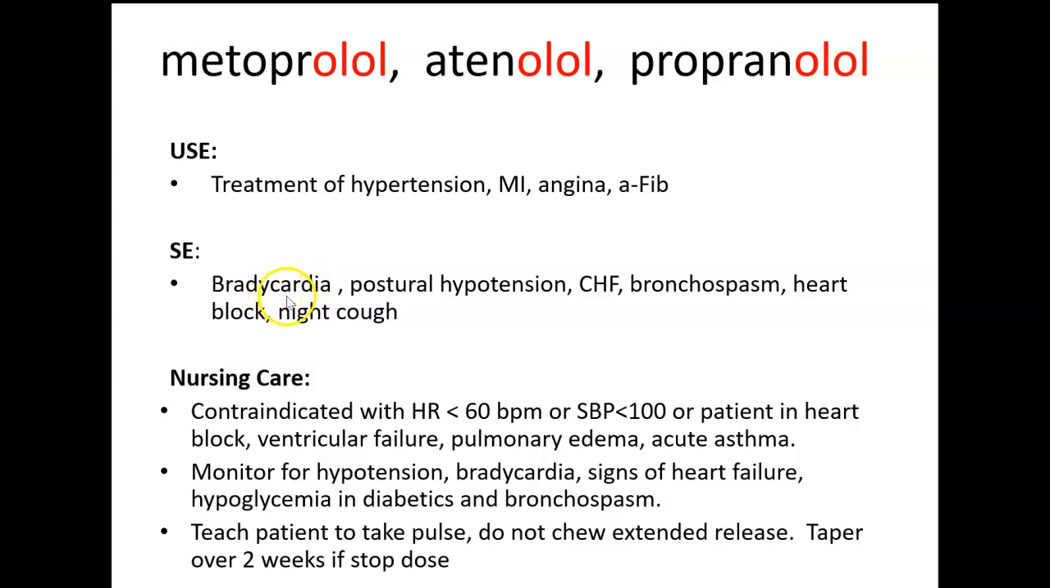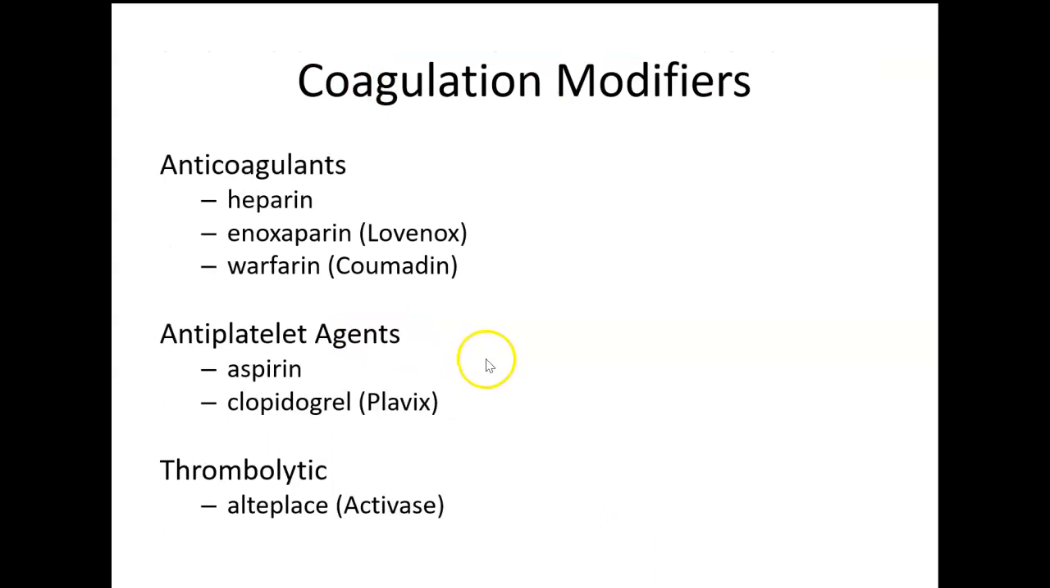So side effects are, remember, too much of the intended effect. So it could cause bradycardia. It could cause postural hypotension. It could cause CHF. It could cause bronchospasm because of the beta 2 crossover. Now, metoprolol is cardioselective. Atenolol and propranolol are not. And so these will affect beta 1s and beta 2s, whereas metoprolol will affect more just beta 1s. It can cause heart block, and so that's something to be aware of, and a night cough.